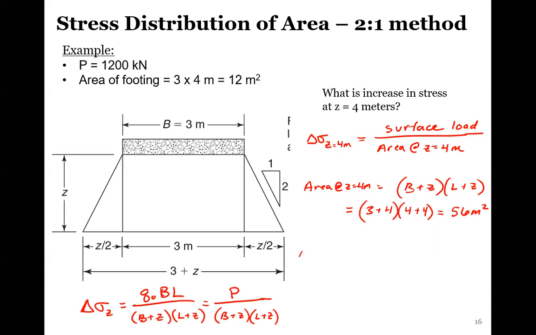So this means that our delta sigma Z at 4 meters, what we actually care about, is our original surface load, 1,200 kilonewtons, divided by 56 square meters. This is kilonewtons per square meter, which is a kilopascal, so it's 21.42 kPa.